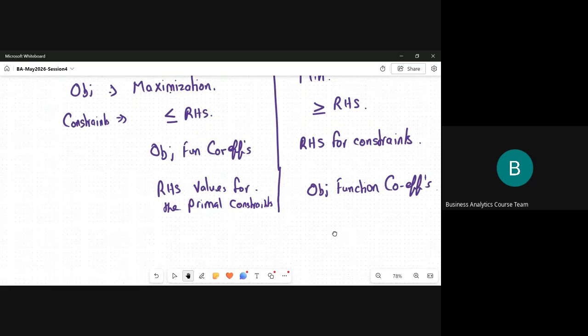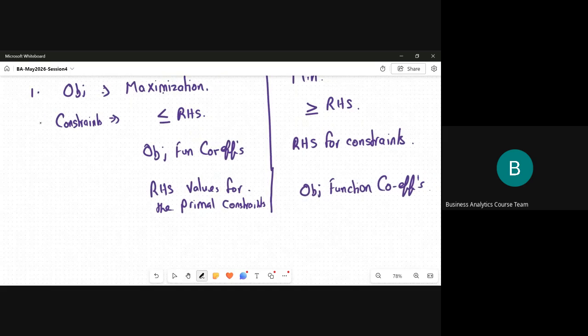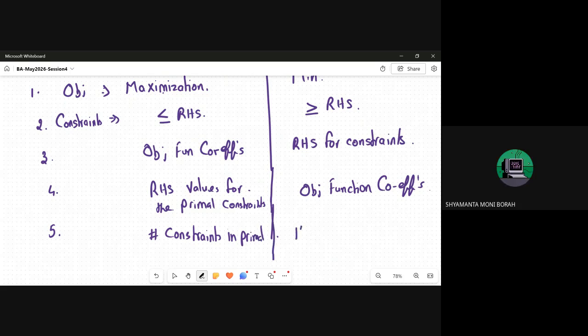What are we missing? One more rule that we're missing. This is rule number 1, this is rule number 2, rule number 3, rule number 4. There is one more, rule number 5. Number of constraints in primal will become number of DVs in the dual. So that is also done.